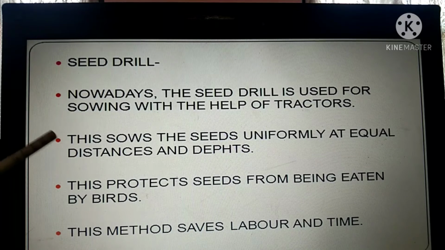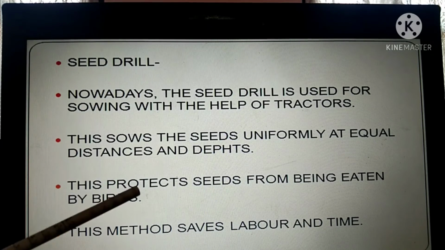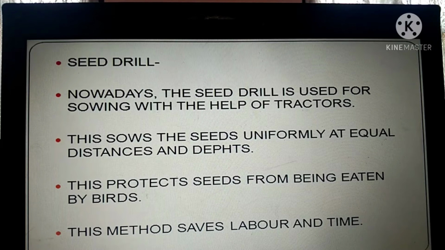So this method, what happens? It sows the seeds uniformly at equal distances and depths. So the seeds are sown uniformly at equal distances and depths. There are certain blades. I will show you the diagram of the seed drill. There are certain blades in the seed drill. So with the help of those blades, the seeds are sown at equal distances and equal depths.